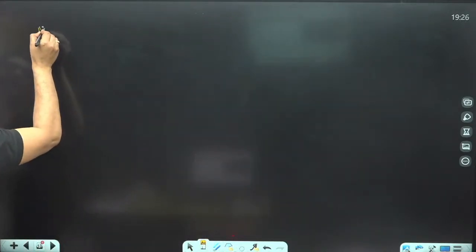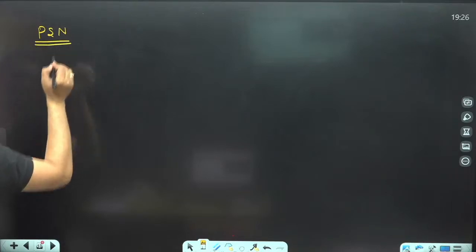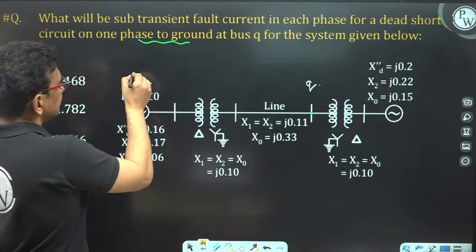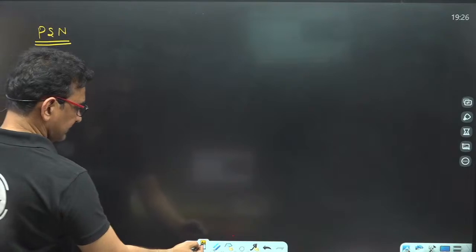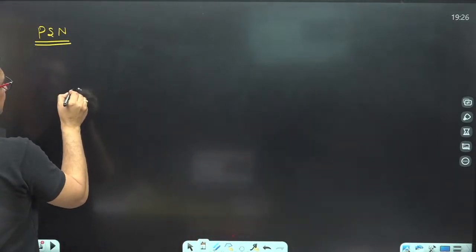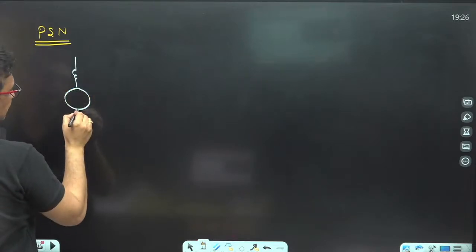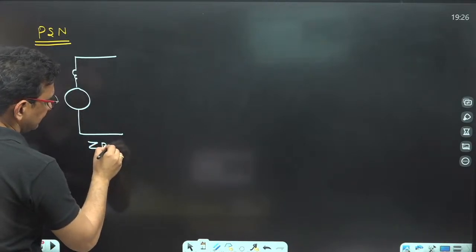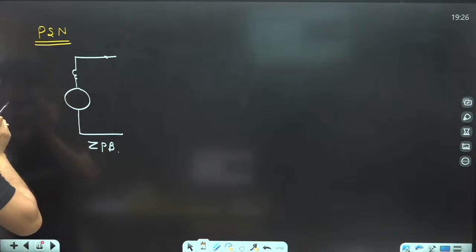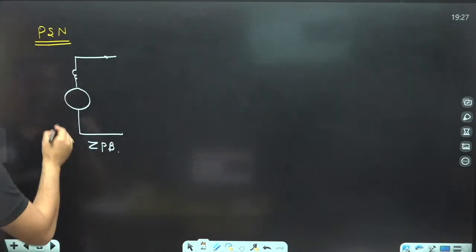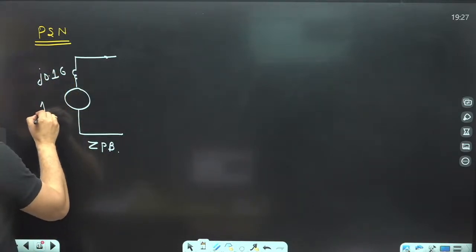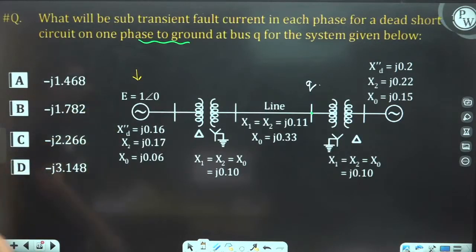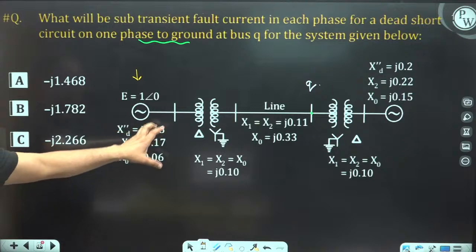How will we draw the positive sequence network of this system? That means I will draw the reactance diagram. First I take the alternator. The alternator is nothing but a source in series with a reactance. This is a zero potential bus, that is the reference, and this is the phase. This is the positive sequence reactance only, J0.16. So the subtransient positive sequence reactance is J0.16, and the induced EMF is 1 angle 0 degrees. This is the positive sequence network for the alternator.